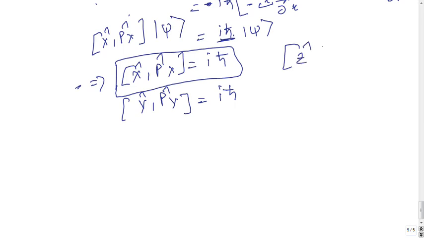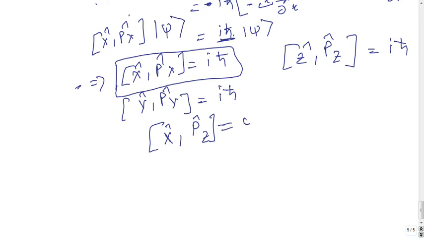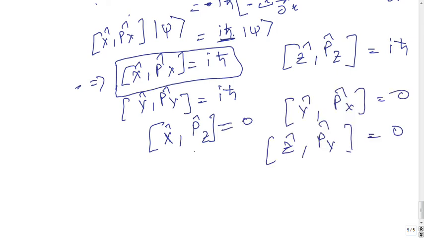z hat pz iota h bar, but the commutation between a momentum operator not in the same direction as the position operator, for example x and pz, is 0 on all the combinations possible.